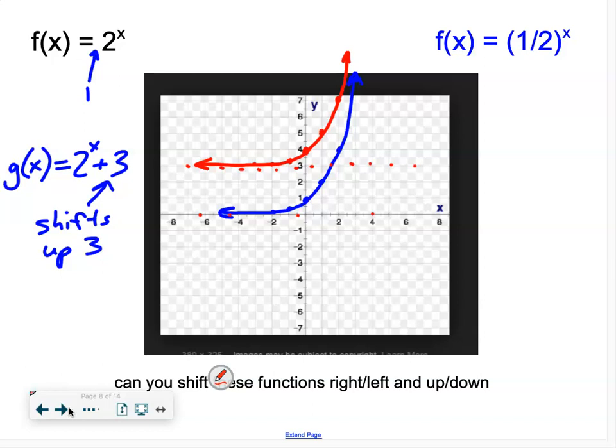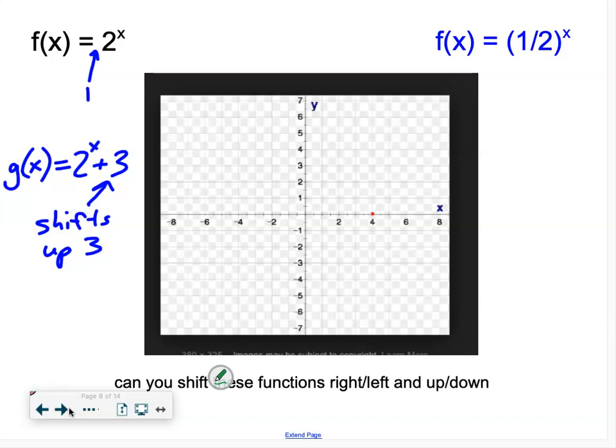All right, and then the same thing would happen for 1/2 to the x. If you add 3, you would shift the graph up 3. Let's go ahead and take 1/2 to the x. So I'm going to graph 1/2 to the x, and we'll shift that one left or right.